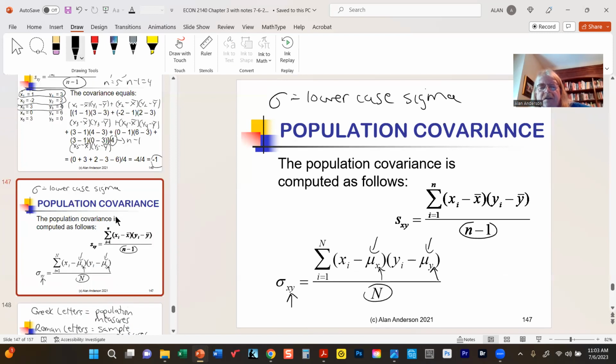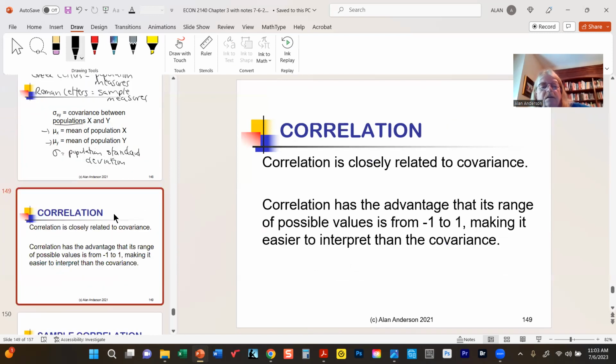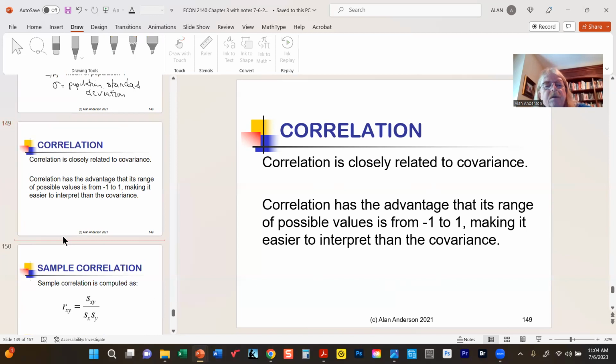Now, the second measure of association is the correlation, or sometimes it's called the correlation coefficient. This one is closely related to the covariance. It's designed to offset the drawbacks to the covariance measure in the same way that the standard deviation is used to offset the difficulty with the variance that it is measured in squared units. Now, the covariance has two major problems that we'd like to address.